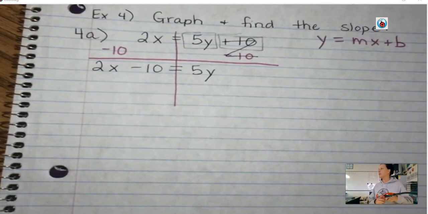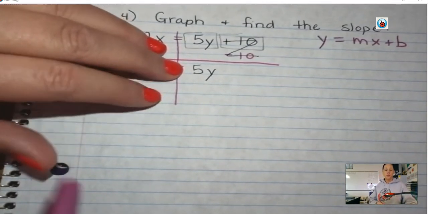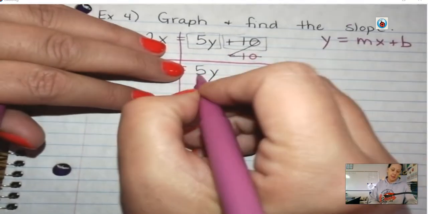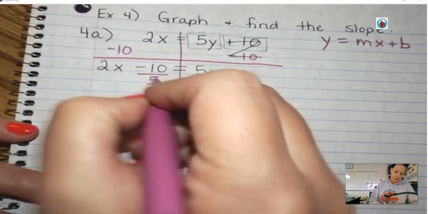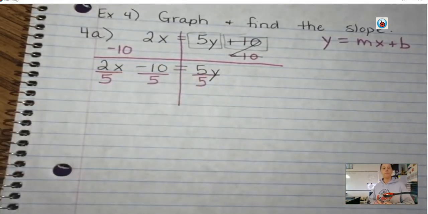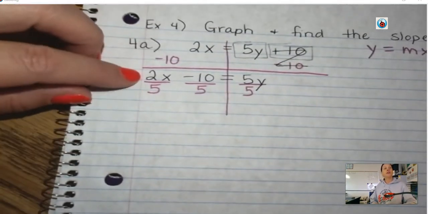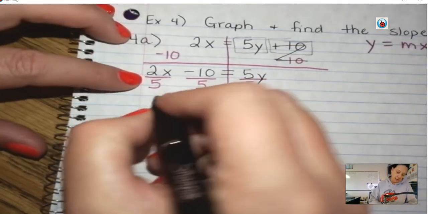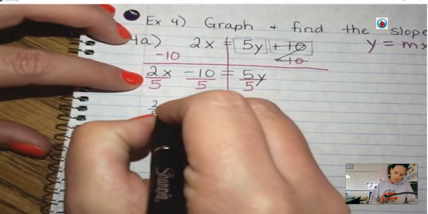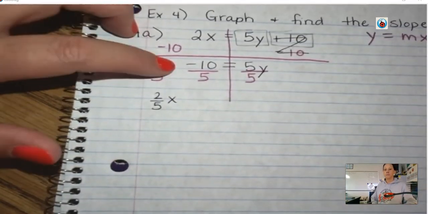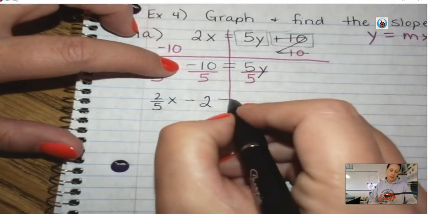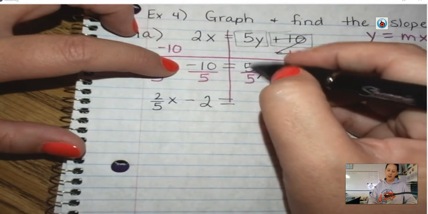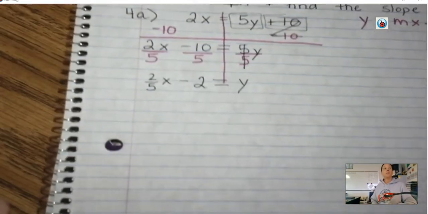Okay, look at the side that has the y. I'm trying to get y by itself. So instead of it saying 5 times y, I'm going to undo multiplication by division. If I divide on one side, I have to divide everything by 5. That's the division property of equality. Okay, 2 over 5, 2 divided by 5. I can't reduce that anymore, so just leave that as 2/5 x. Negative 10 divided by 5 is negative 2. Bring down your equal sign. 5 divided by 5 is 1. Now it's in slope-intercept form.